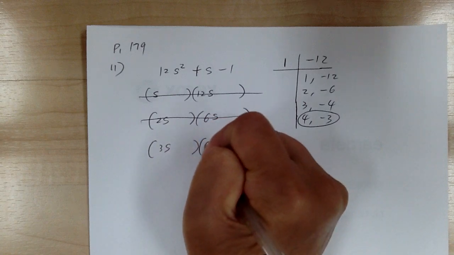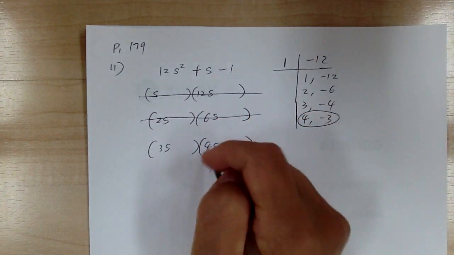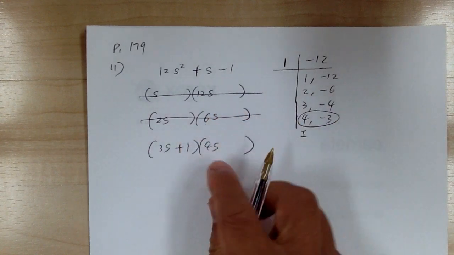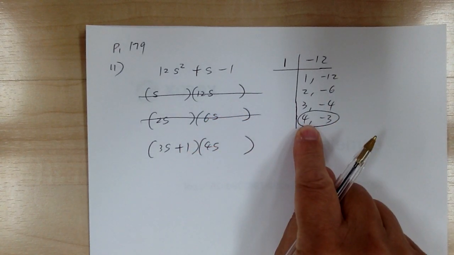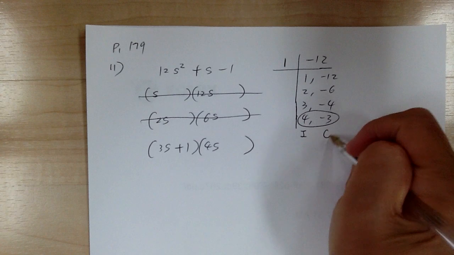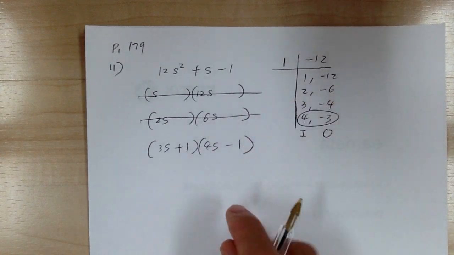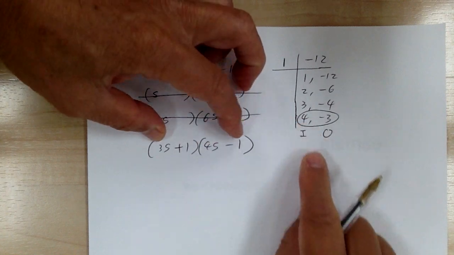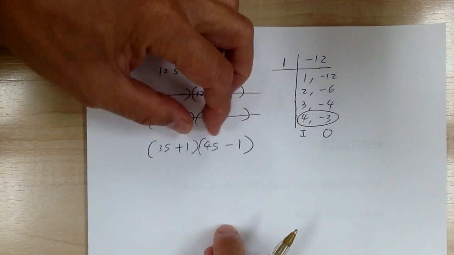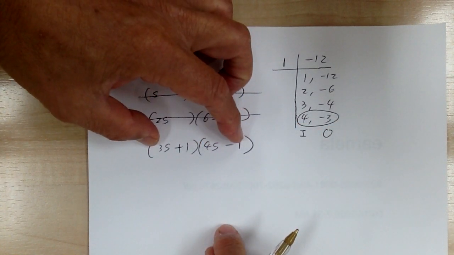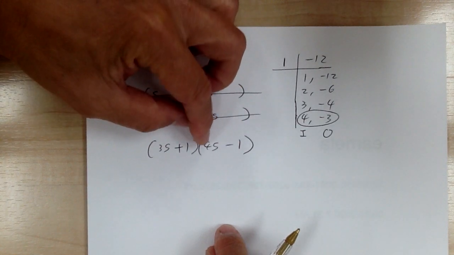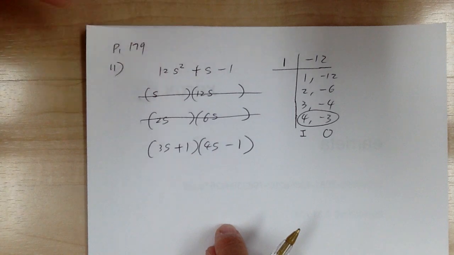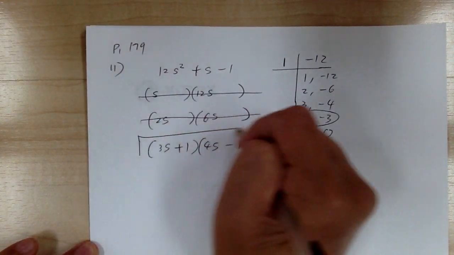So 3s and 4s. Okay, so this is your inside term. So this is going to be inside, right? So it will be plus 1, right? 4 times 1 give you 4. That's your inside. And this will be the outside. So it will be minus 1. Okay, so again, 4 times 1 give you 4. 3 times negative 1 give you negative 3. So this is your inside. This is your outside. Okay, you always use the biggest number first. Always use the big number first. Okay, do not use this first. And so this is it.